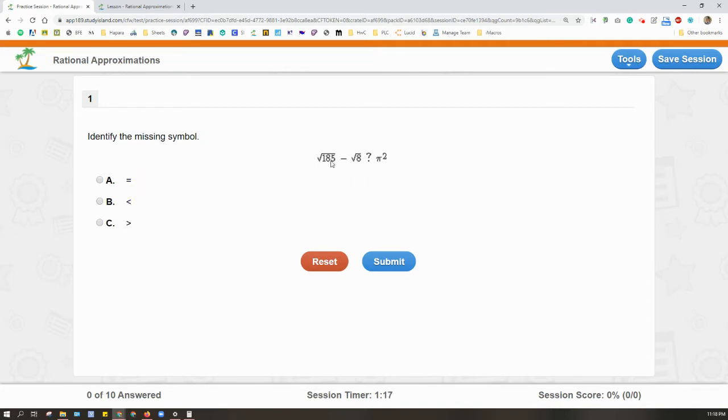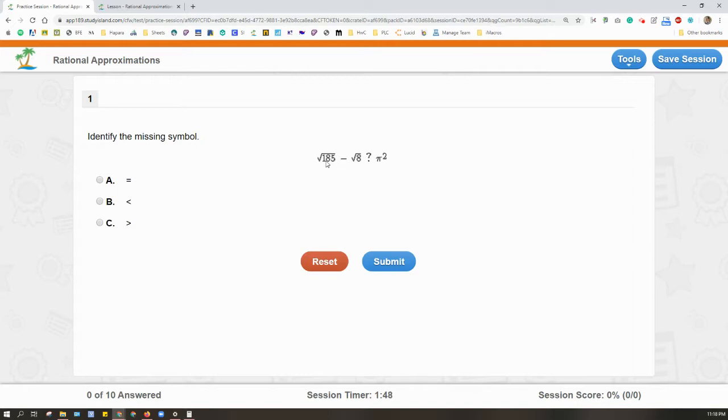So is the square root of 185 minus the square root of 8 less than, equal to, or greater than pi squared? You don't have to know what all of these are exactly. You're supposed to approximate. So let's look at each one of these things and approximate what they are. The square root of 185. I don't know what the square root of 185 is, but I do know the square root of some perfect squares because I know what, for example, 12 times 12 is. 12 times 12 is 144.